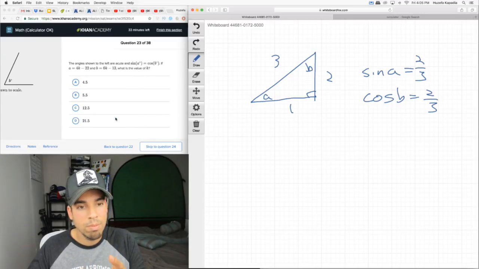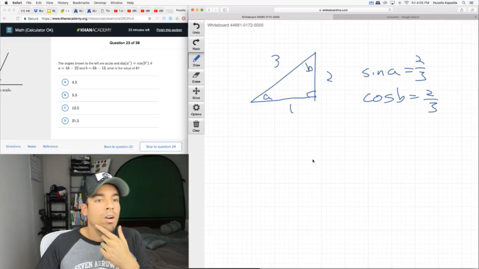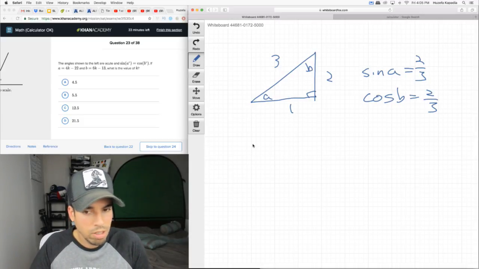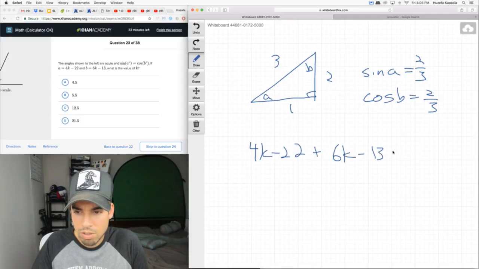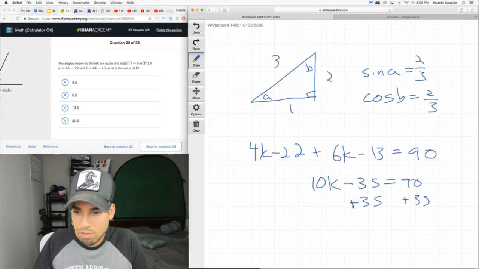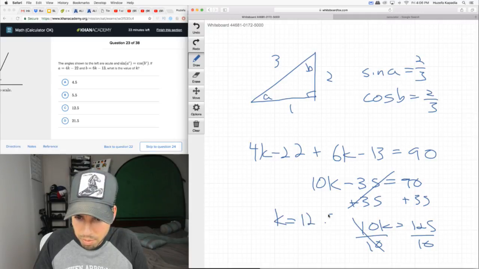It means they're complementary. If the two are equal, it means they're complementary. Oh, I get it. So that means the two add up to 90. I actually misunderstood it, but it's true. Therefore, 4K minus 22 plus 6K minus 13 equals 90. 4K plus 6K is 10K. Oops, 10K minus 22 minus 13 is minus 35 equals 90. Add 35 to both sides. We get 10K equals 125, divided by 10, K equals 12.5.